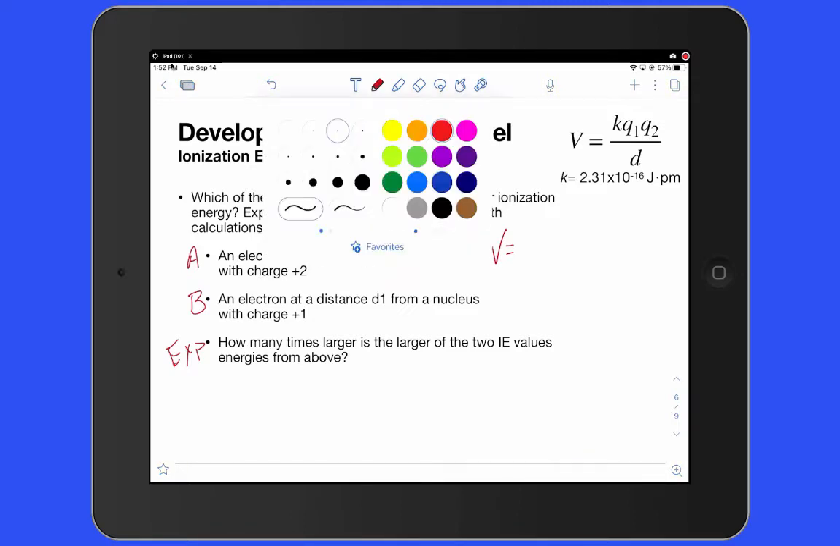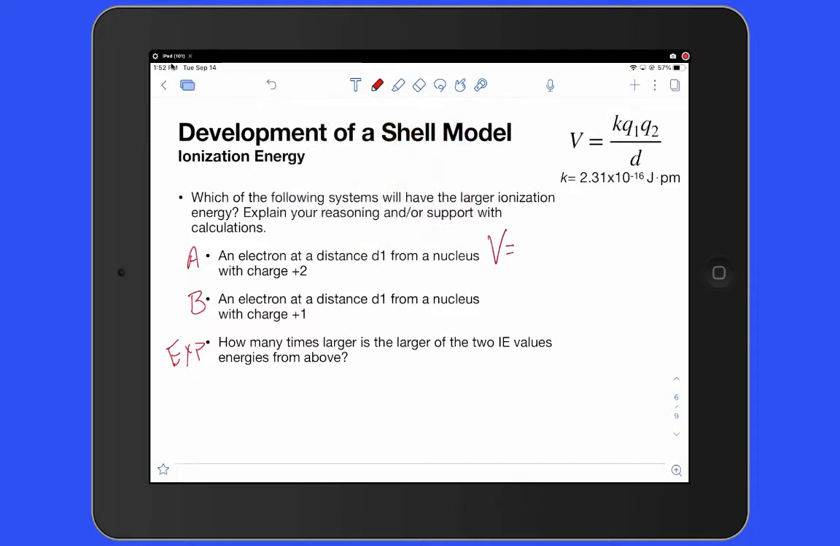So I'm going to put +1 for K. What's the charge for the electron? -1. And the nucleus, they say, is what? +2. Now, I'll only put D1 down here, because they say the distance is D1.